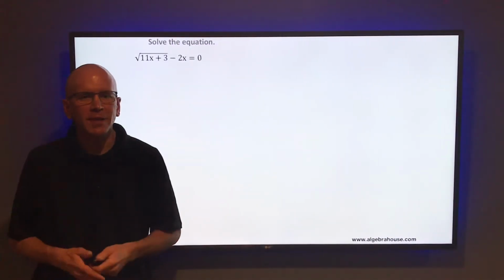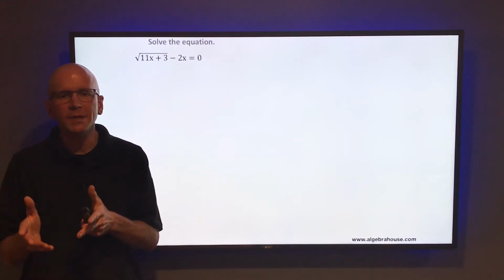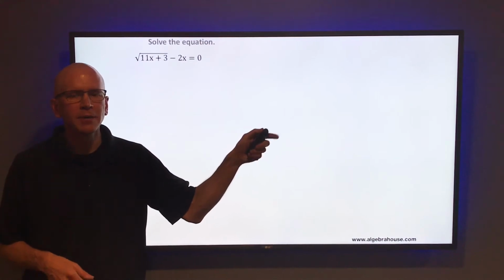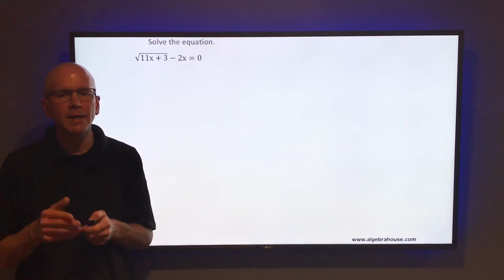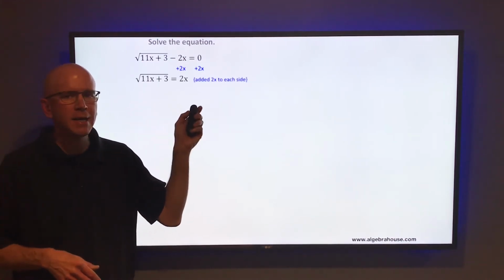Going to solve the square root of 11x plus 3 minus 2x equals 0. So you want to isolate the radical to one side, move everything else to the other side. So that negative 2x needs to be moved to the other side. To do that, you're going to add 2x to both sides. And when you do that, you get the square root of 11x plus 3 equals 2x.